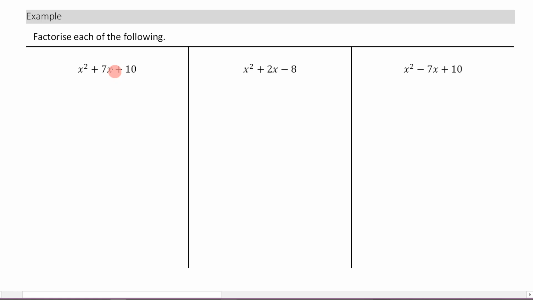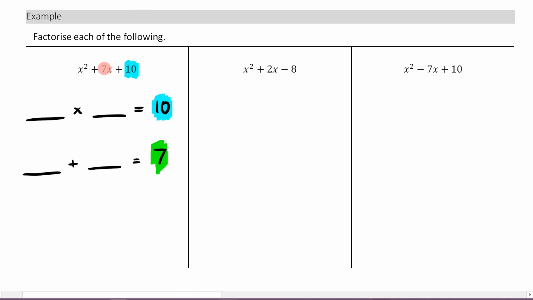So remember, what we're going to do is find two numbers that I can multiply together to give me 10, and those same two numbers have to add together to give me 7. And just so we're crystal clear on this, the product has to be 10, and that 10 is coming from the last term there. And then where is this 7 coming from? It's the coefficient of this x there.